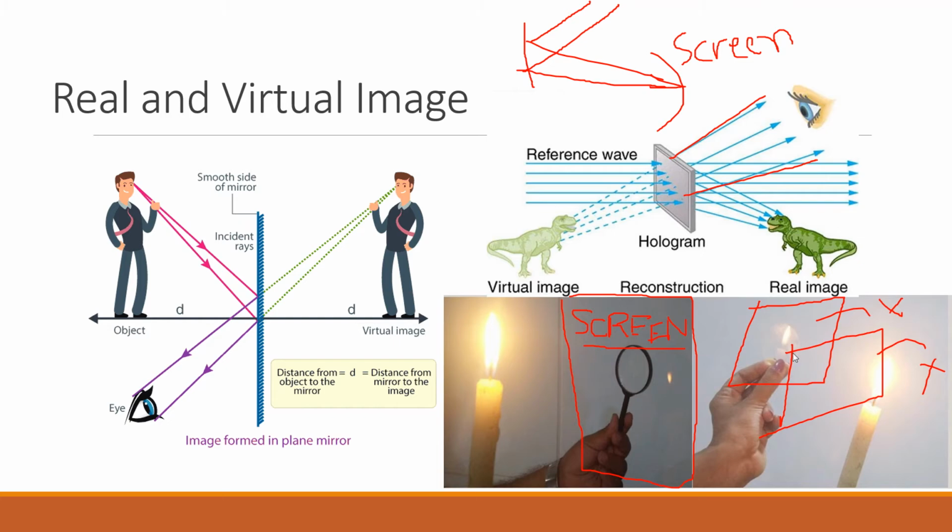So there are two basic differences. The first one is that for the real image, the rays actually intersect. Second point, the image can be obtained on a screen. What about your virtual image? In case of your virtual image, the rays do not intersect. And the second point, the image cannot be obtained on a screen. Fine.